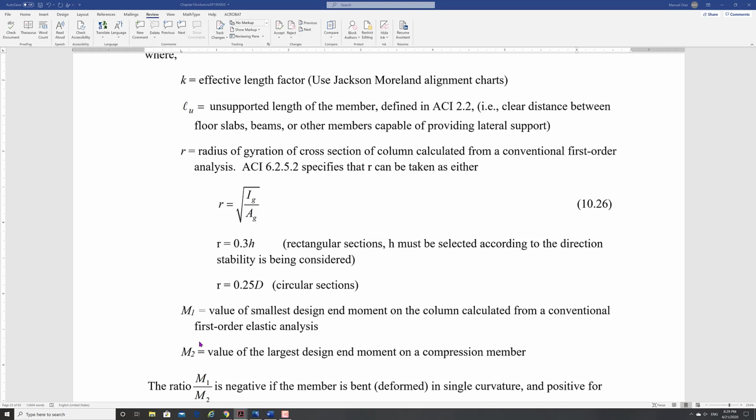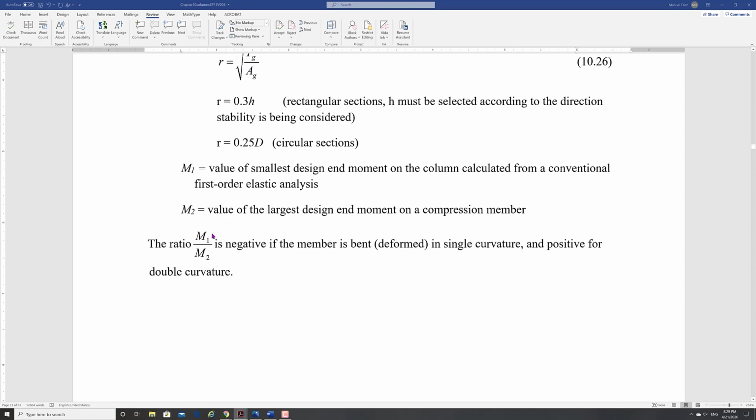And some people get confused about which one is going to be the largest, M1 or M2. 1 is smaller than 2, right? So 1 is the smallest, 2 is the largest, always. That's the easiest way to remember this. 1 is smaller than 2, therefore M1 represents the smallest, M2 represents the largest. All right, and then you put in the ratio M1/M2.